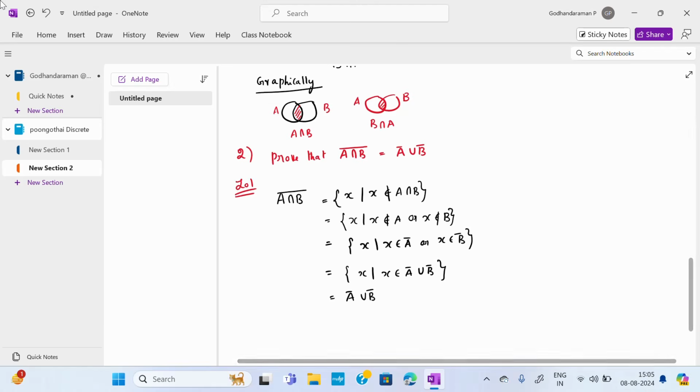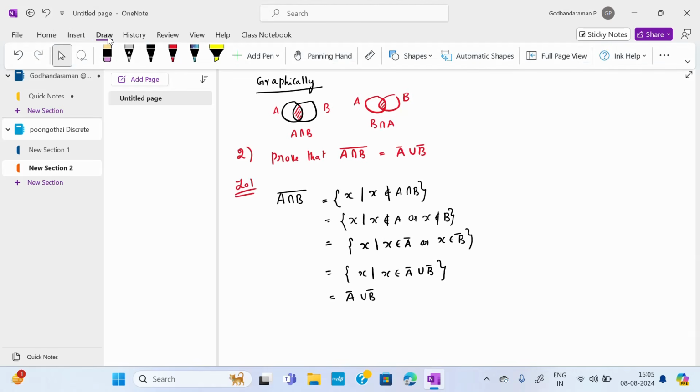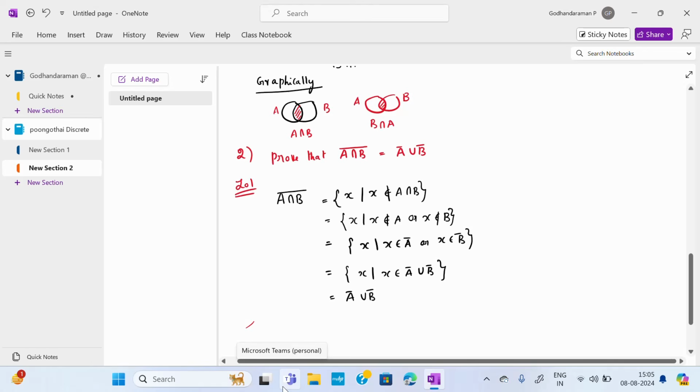Third question. I'll write the question first. Prove that A minus C intersection C minus B equal to phi. Empty set, you have to prove it.